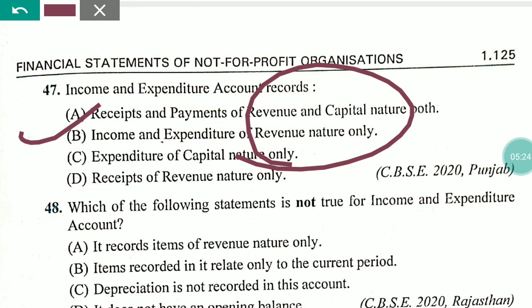Revenue nature means revenue expenditure and revenue receipt, that is, recurring nature of expenditure and recurring nature of income, shown by the income expenditure account. Income expenditure account never shows the capital nature because there are only two types of nature, revenue nature and capital nature. Revenue nature is divided into revenue receipt and revenue expenditure, and capital nature is divided into capital receipt and capital expenditure. So revenue nature is always shown in the income expenditure account only.